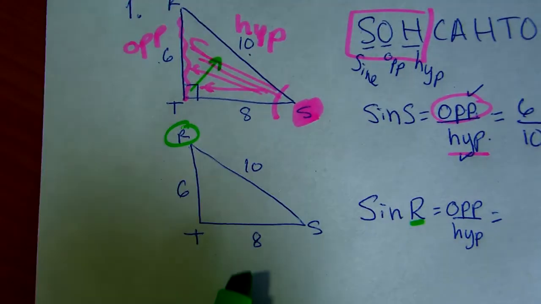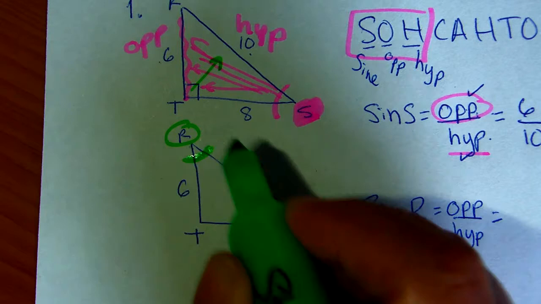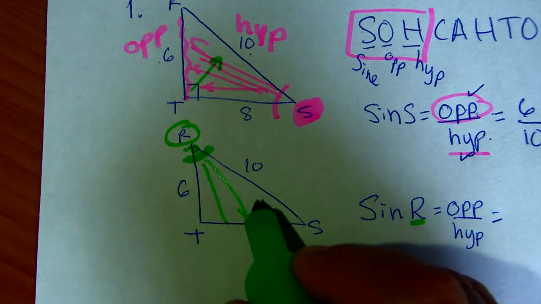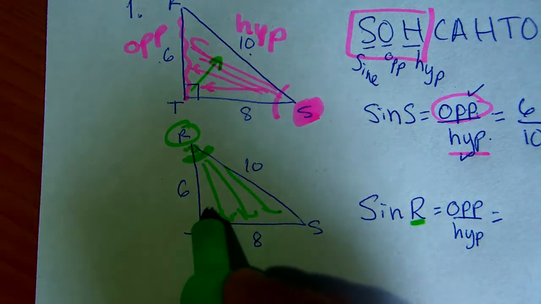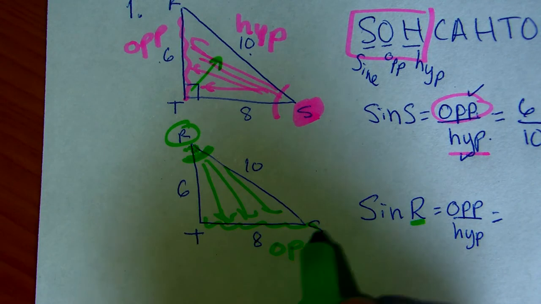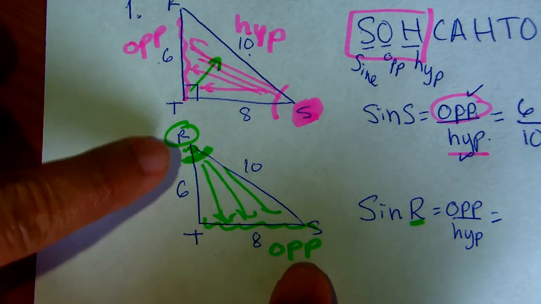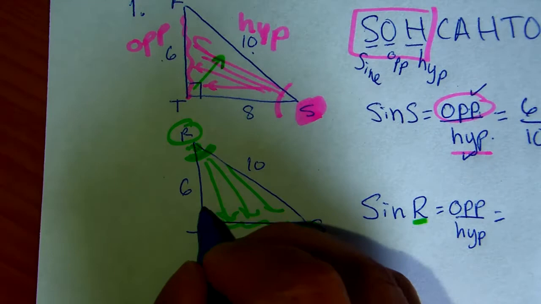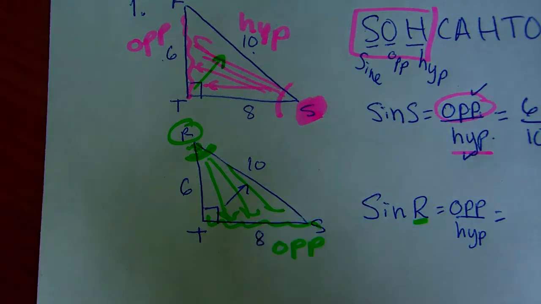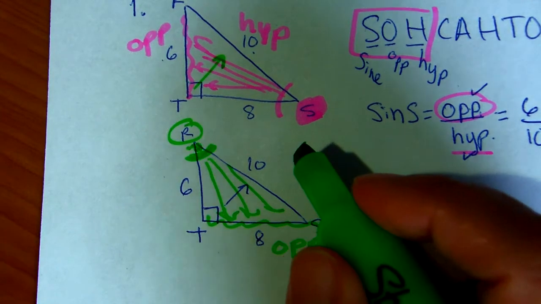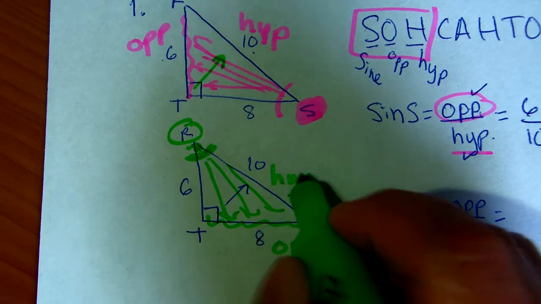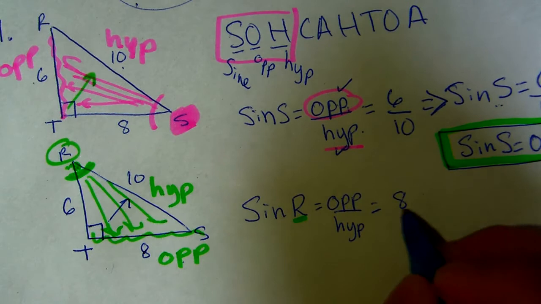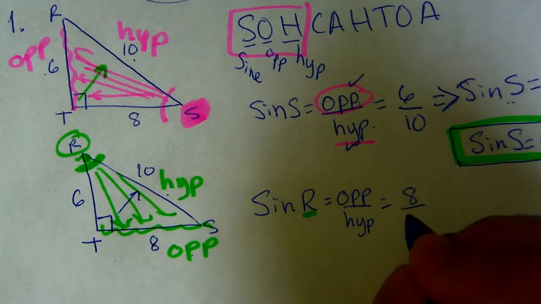So now, in relation to angle R, okay, you have to place yourself here. Which is the opposite? Which is the side that is across? It's this one right here, so I'm going to label it. This side is opposite in relation to angle R. And your hypotenuse, I forgot the right angle right here, the hypotenuse is this one right here. Hypotenuse. Okay, so the opposite measures 8 and the hypotenuse measures 10.